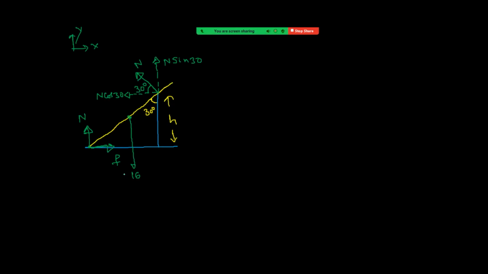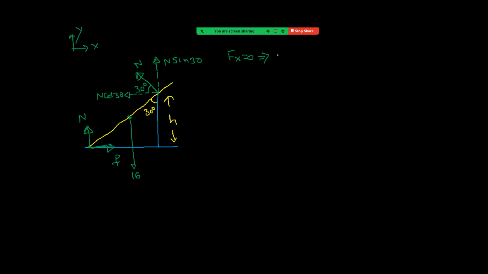So its mass is given 1.6. I have taken g value 10, so mg is 16. Writing net force along the x-axis as 0. Along the x-axis means horizontal.